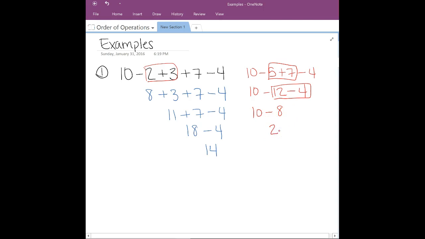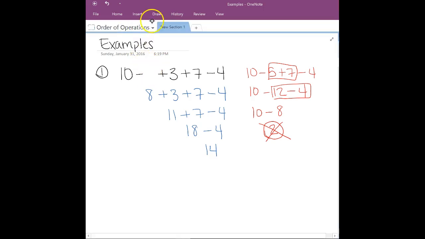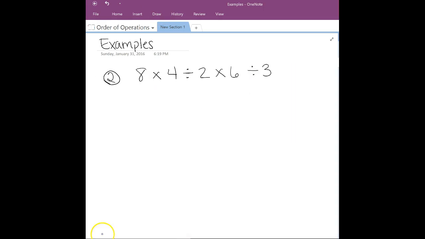As you see, if I just went willy-nilly and wanted to do my own thing, I wouldn't get my expected value. I'm looking for a 14, and I ended up getting a 2. Now, if you follow order of operations, you will be guaranteed to get the same answer as anybody else does. That's why we have those rules. So let's try another example. I'm just going to clear my board here.